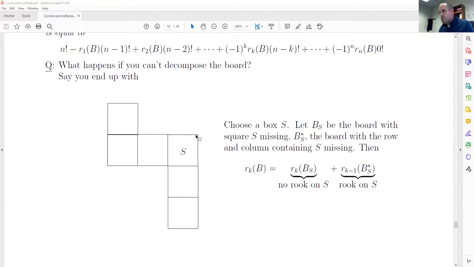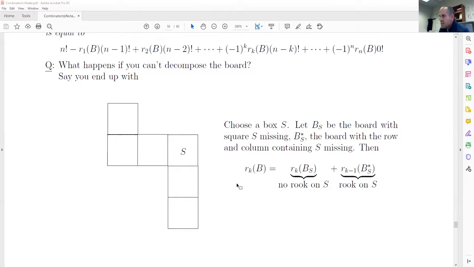So if I choose this square right here, S, let B sub S be the board with that square missing. If this square is missing, of course, then I just have 2 boards that don't interact. I would have these 3 squares and these 2 right here.